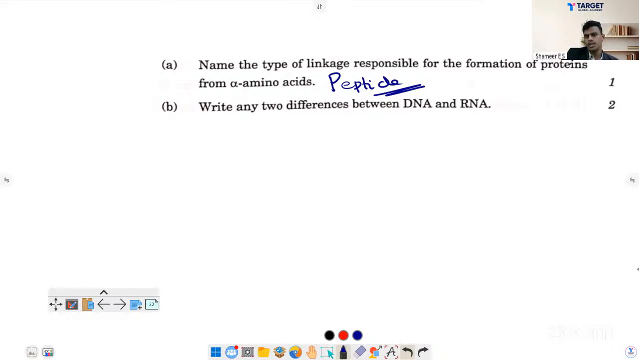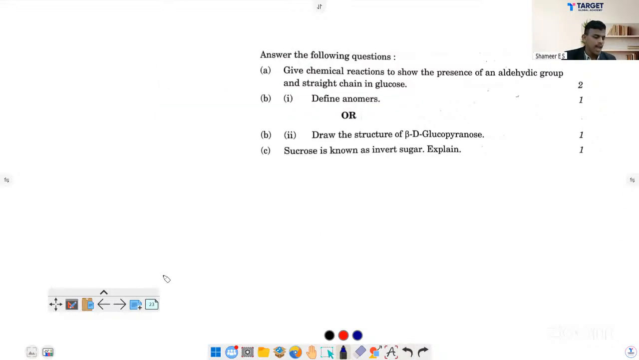Next question. Answer the following. Give the chemical equation to show the presence of an aldehyde group and straight chain in glucose. For the aldehyde group, you can treat it with HCN, cyanohydrin formation. For straight chain, you can heat it with HI, you will get normal hexane.